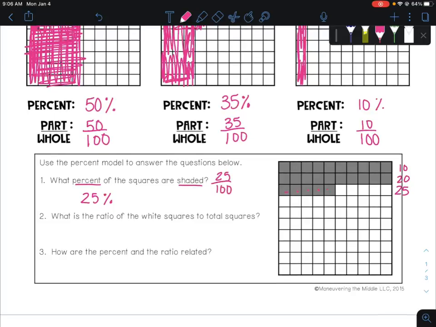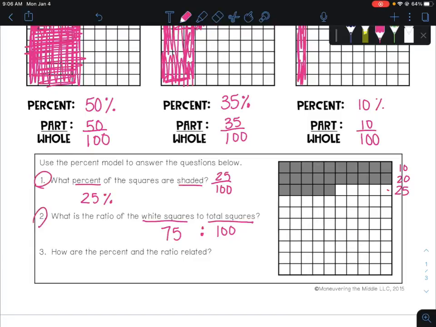What is the ratio of white squares to total squares? Well, if we know that the shaded ones are 25, and this is supposed to be 100 total squares, we can say 100 for that part. The white squares is just whatever the difference is between the shaded ones and the 100. Or you could count 1, 2, 3, 4, 5, 6, 7. So this is worth 70. And then 5. So 75 to 100.